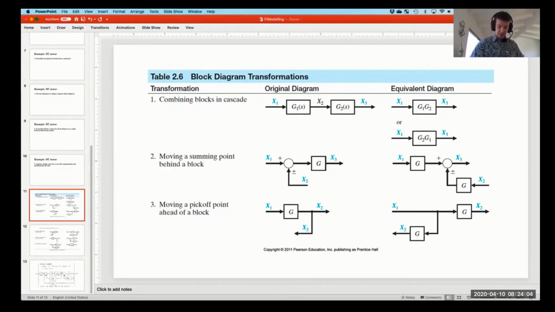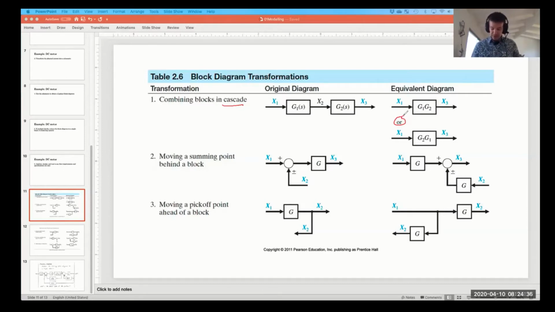In particular, we have seen transformation number 1, which takes 2 blocks in cascade and allows you to multiply their transfer functions. So this is a way to reduce the number of blocks in a system. And it is kind of cute that you can represent either G1 times G2 or G2 times G1 in linear time invariant systems. It doesn't matter which one comes first. You get the same product result at the end.